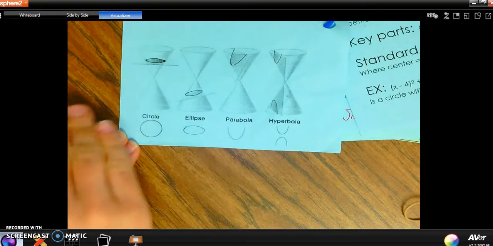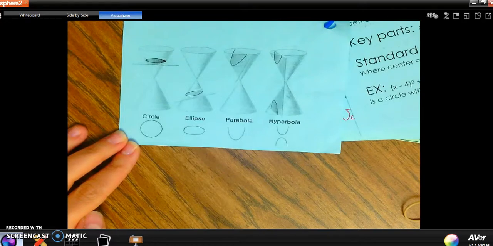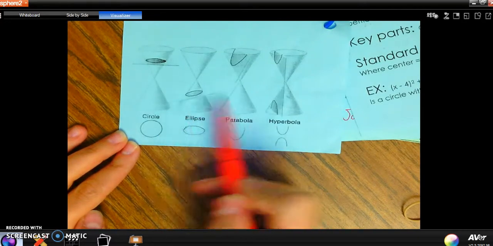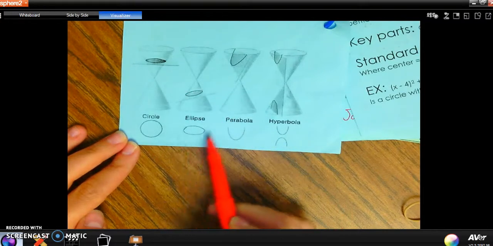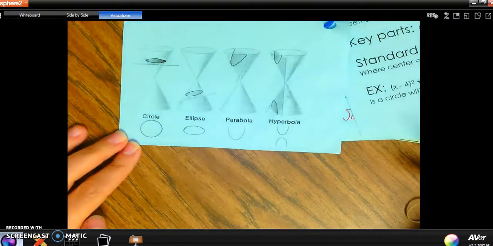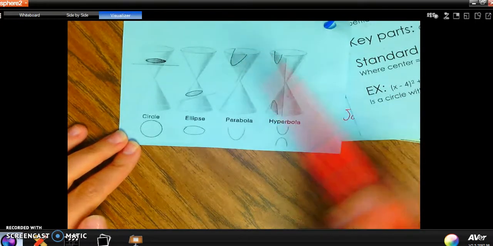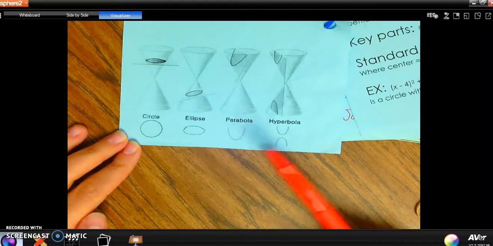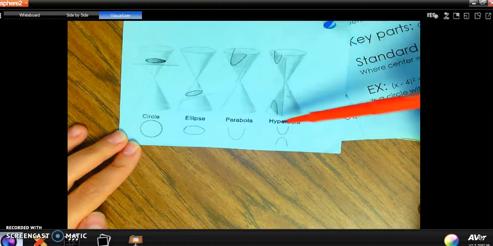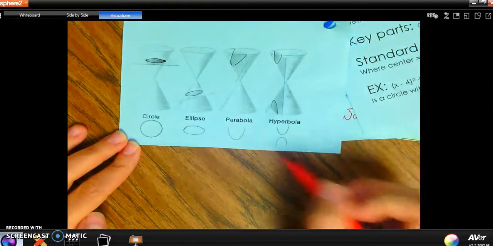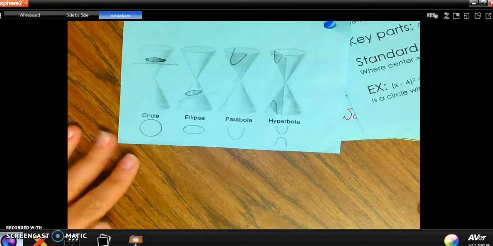Now, what if you didn't go straight across, and went at an angle? I know it's a little bit hard to see there, but if that sheet of paper sliced it at an angle, the cross section would be an ellipse, or an oval kind of shape. If you took that sheet of paper and went from the bottom of the cone and out the side, you'd be left with a parabola. And if you took that index card and chopped it straight down, you'd end up with two parabolic looking shapes, which is a hyperbola.